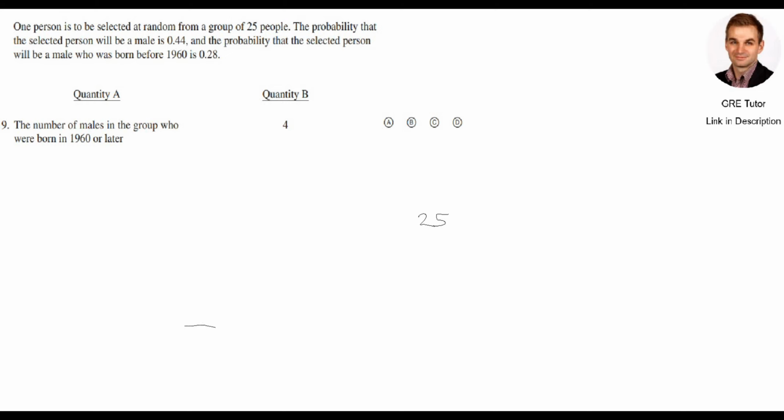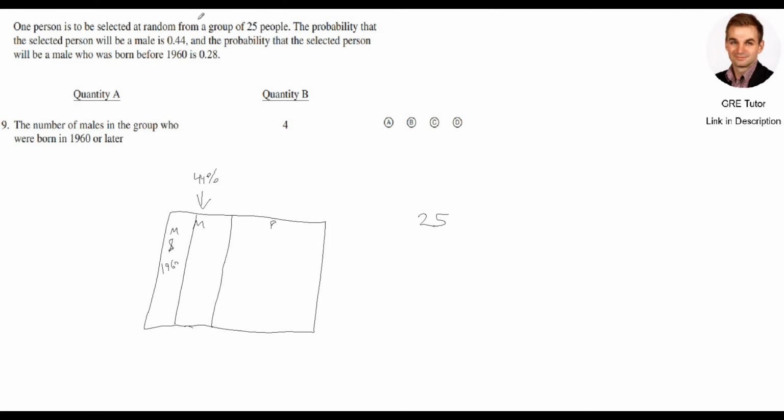So basically, if you've got a whole group of people, approximately 44% of them are going to be male. The rest will be female. Now, the probability that the selected person will be a male who was born before 1960 is 0.28. So now we're reducing it even further. Now down here we've got people who are male and they're born before 1960. Okay? That's the number we have here.